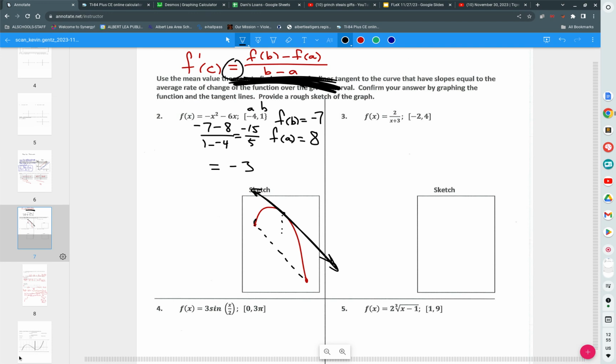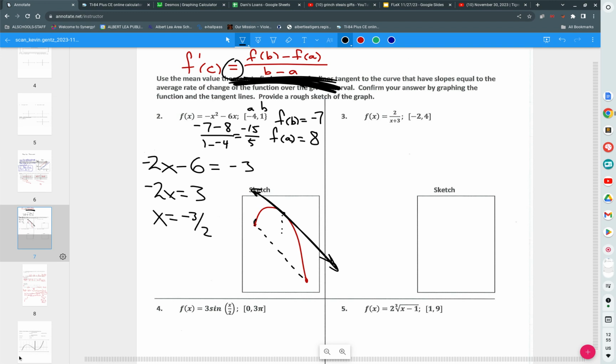The derivative. What's the derivative? -2x minus 6. So everybody see that that's the left and that's the right? Okay. So I get -2x is equal to 3. Divide by -2, x is -3/2.